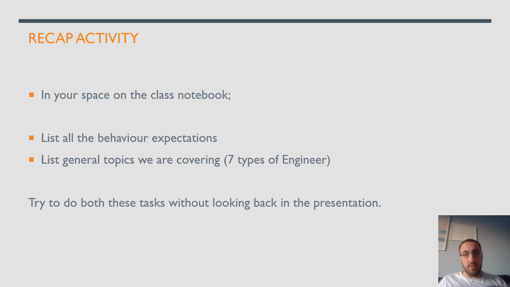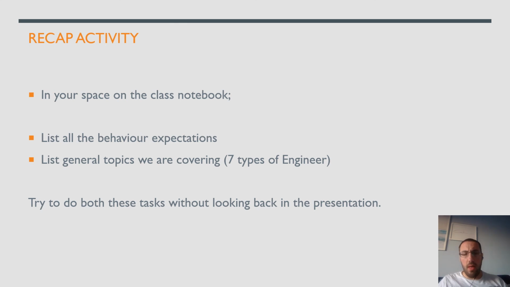Then I would like you to try and list the 7 different branches, types of engineering that we are covering in this course. And again, I want you to try and do it without looking back. Now, I still want you to get all the answers. So if you can only manage 1 or 2 or 3 or 4, but you can't get all of the answers for both these PowerPoints, write the ones you can. Give yourself a wee second to think as well.